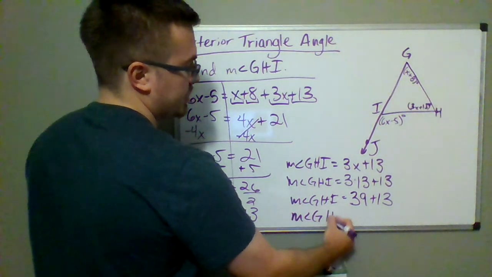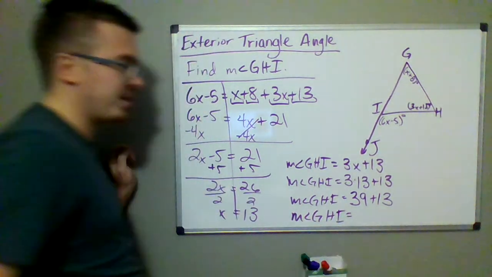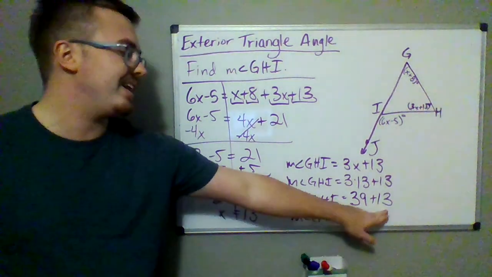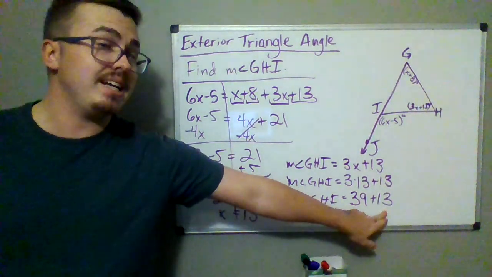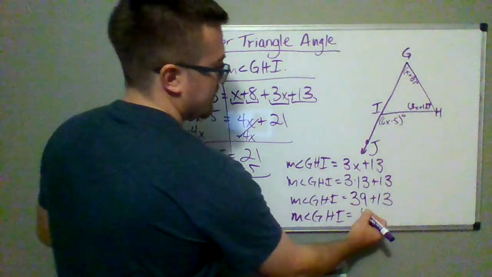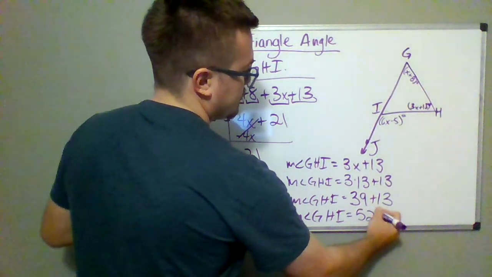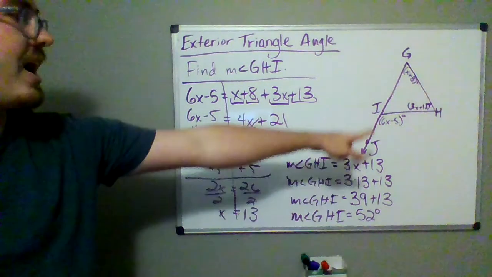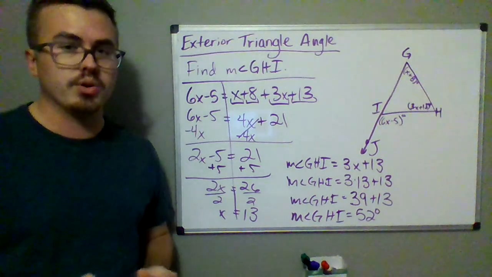What is the measure of angle GHI? Well, it's 39 plus 13. So what is 39 plus 13? 52. So angle GHI is 52 degrees.